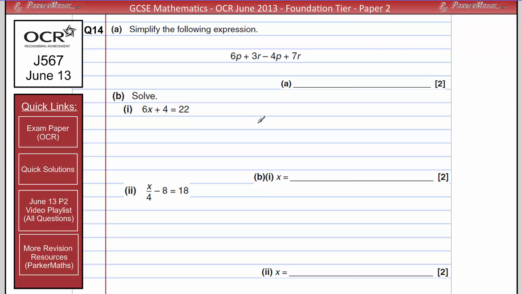Question 14, Part A. Simplify the following expression. So we've got 6p plus 3r minus 4p plus 7r. To answer this question, we need to collect together like terms.